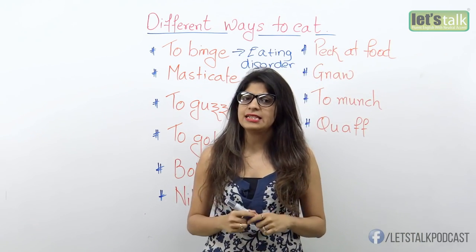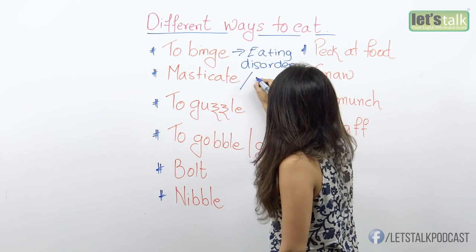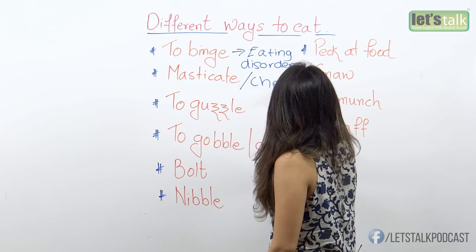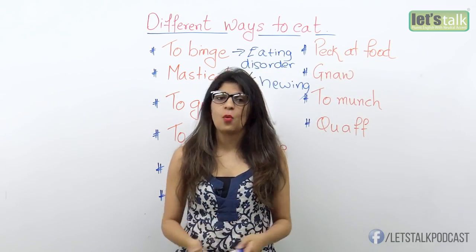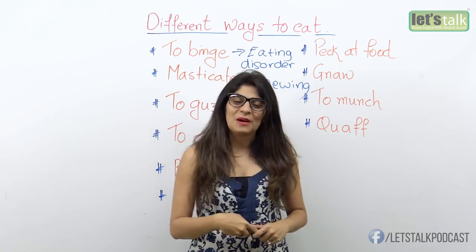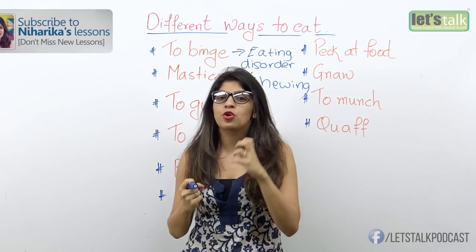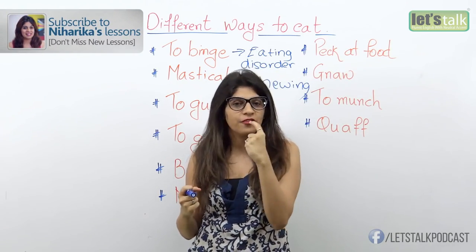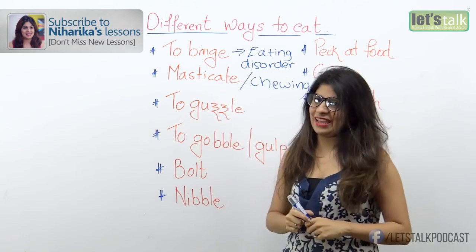Then the second one that we have is masticate. Well, masticate, it's another word for chewing. Well, yes, we chew our food, right? With the help of our nice and white, bright teeth. Masticate is when you chew your food, when you crush it and grind it with the help of your teeth. So that is masticating.